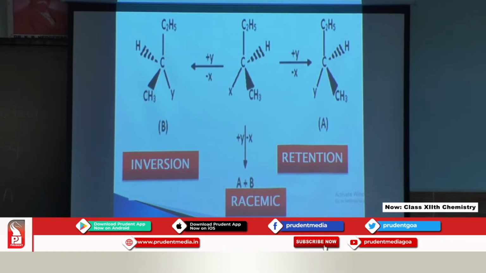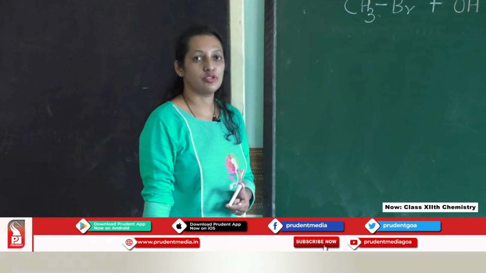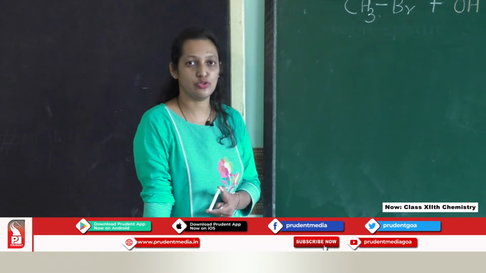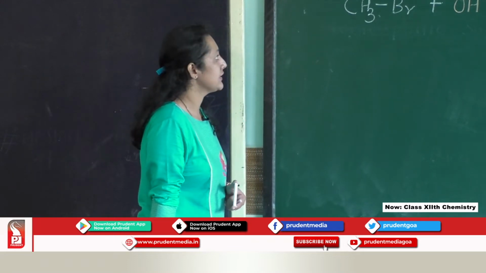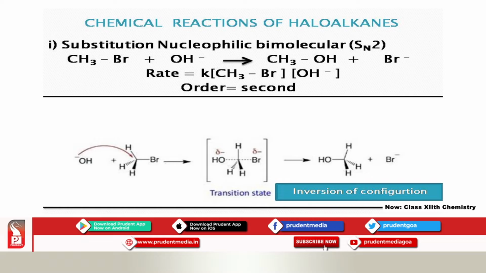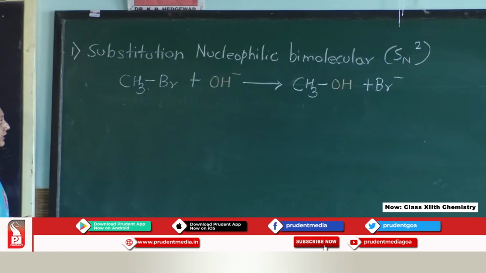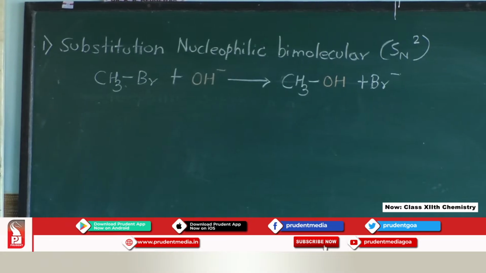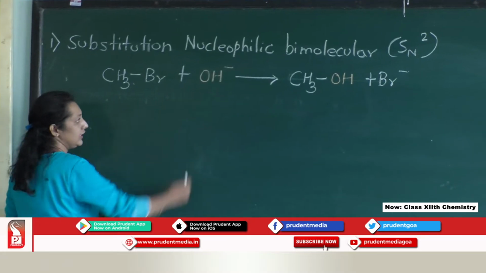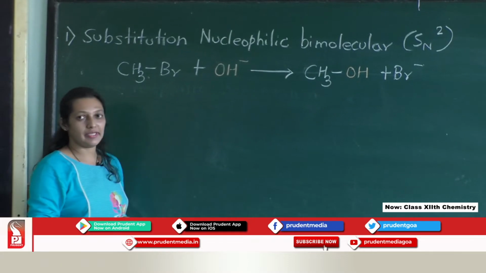and we get the racemic mixture, and that compound will be an optically inactive compound. We will see the two types of nucleophilic substitution reaction. The first one is substitution nucleophilic bimolecular, that is also known as SN2 reaction. Now, let us consider the reaction. Alkyl halide, that is methyl bromide, when treated with the hydroxyl ion, will give methanol plus Br minus.